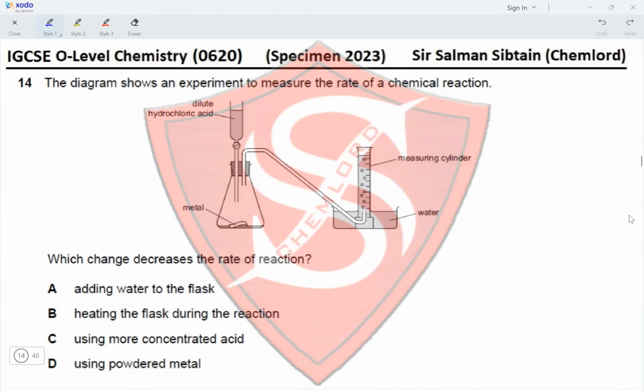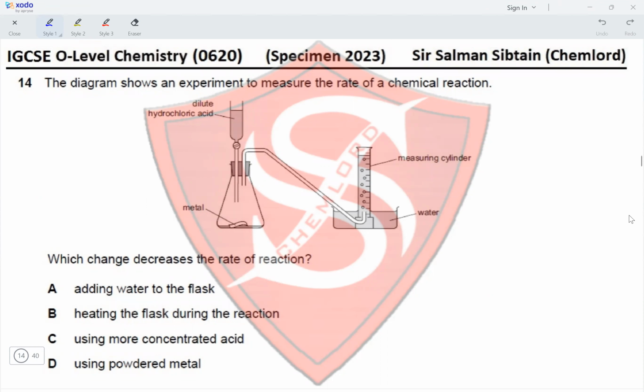Question 14. The diagram shows an experiment to measure the rate of a chemical reaction. So we have a burette from which we are adding dilute hydrochloric acid. We have a metal present in the conical flask, and we have gas being collected over water in a measuring cylinder. Which change decreases the rate of reaction?